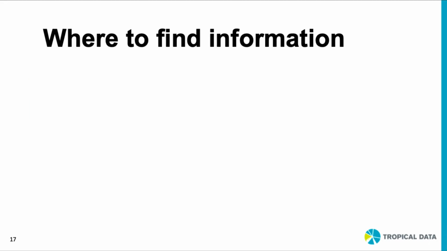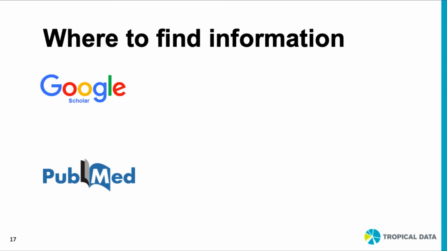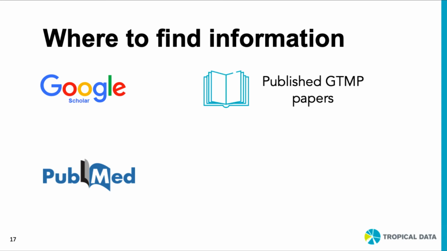There are lots of key resources online to help you search for general information on trachoma and previous publications on trachoma from other regions. General academic search engines such as Google Scholar and PubMed are great places to start. After that, previously published GTMP papers can be a valuable source of information and can be useful as a guide for the style and the content of an article on trachoma surveys.